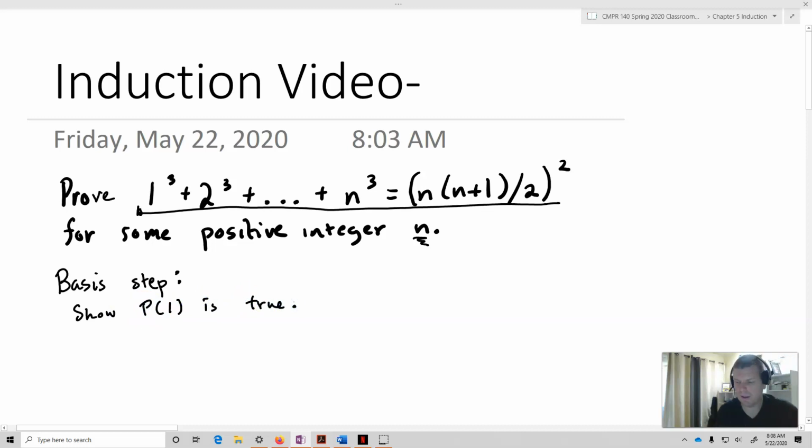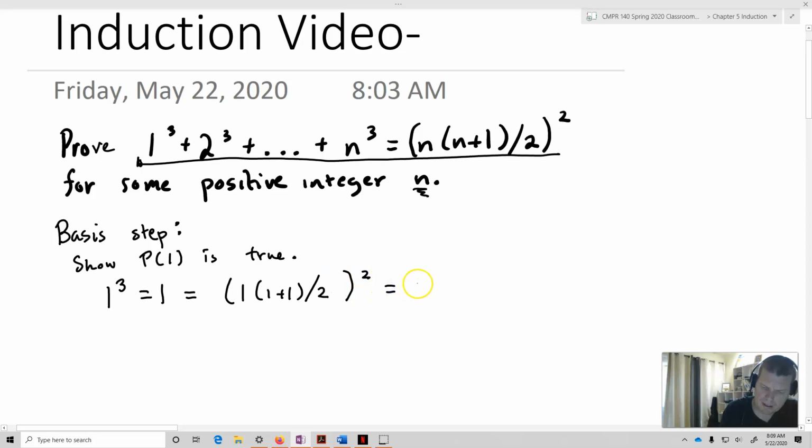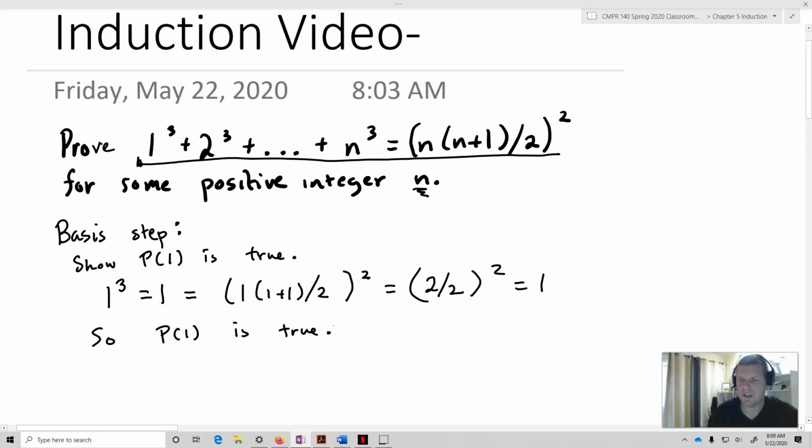That's fairly simple. In order to show that P of 1 is true, we're simply going to plug 1 into the equation and show that the two sides are equal. So 1 cubed equals 1. Let's see if that's equal to 1 times 1 plus 1, divided by 2 squared. Well, that's simply 2 divided by 2 squared, which equals 1. So P of 1 is true, and we've shown our basis step.